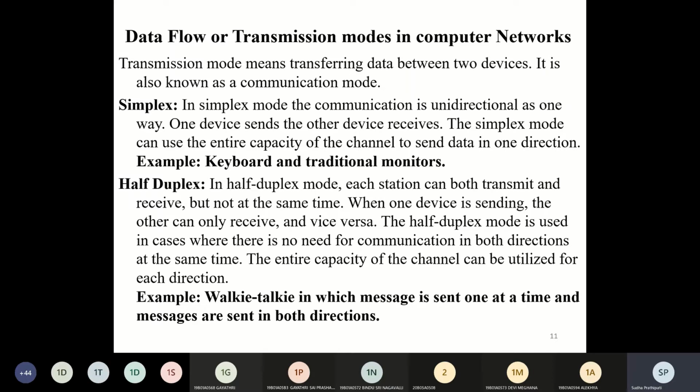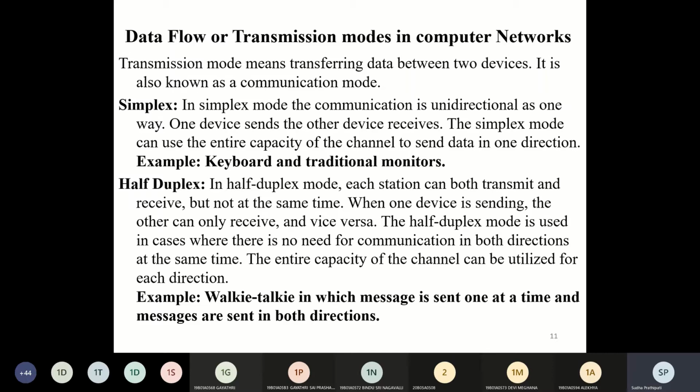In today's class, we'll look into data flow, or the transmission modes in computer networks. So what is transmission mode? It means transferring data between the source and the destination. It is also known as communication mode.